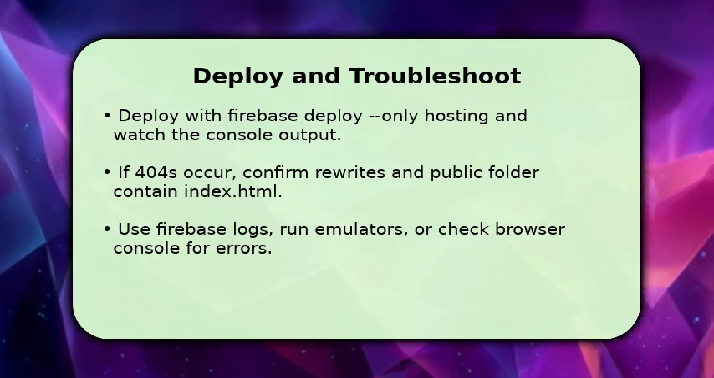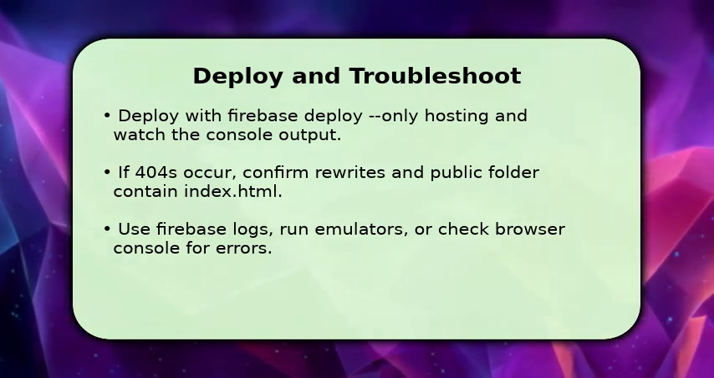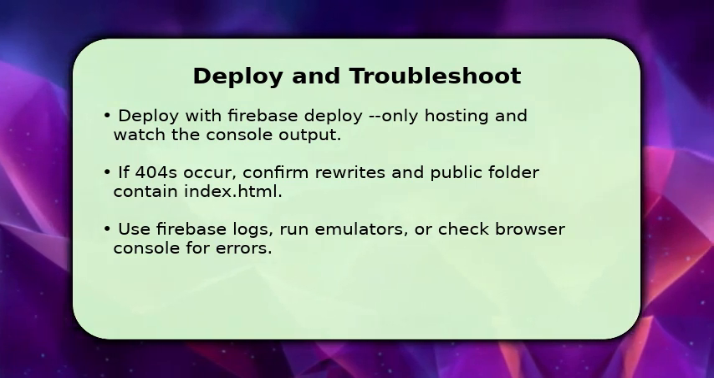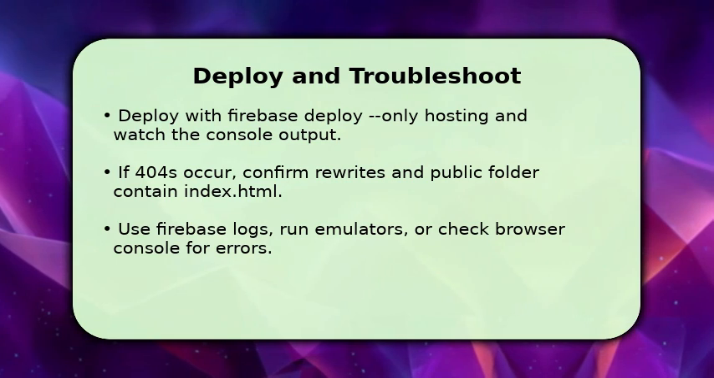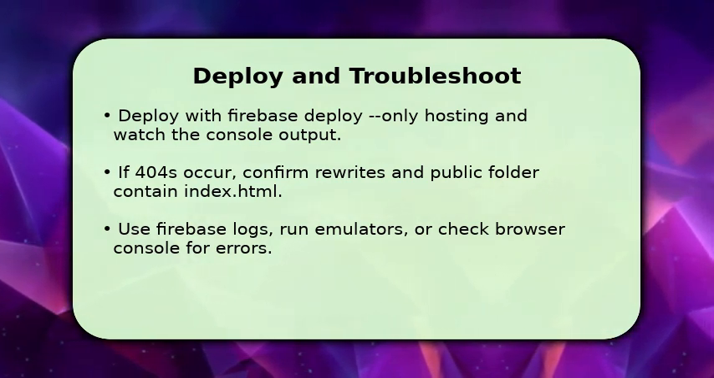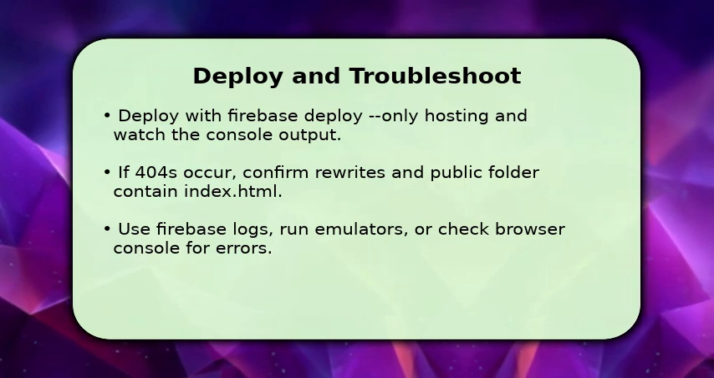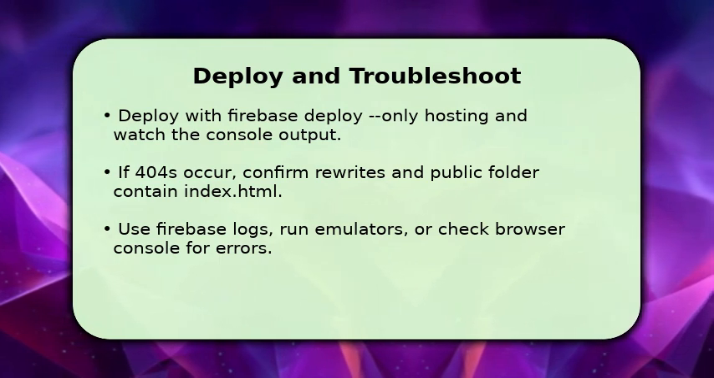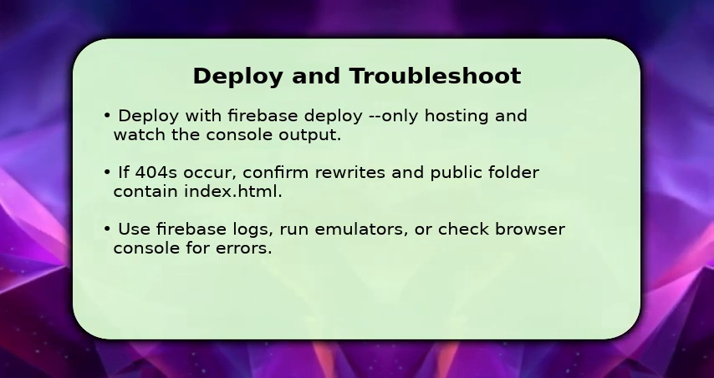If something breaks, make sure your public directory contains the built index.html and that rewrites are correctly configured for client routing. When errors persist, run the hosting emulator, inspect browser console network requests, and check Firebase logs for permission or missing file errors. Make configuration changes locally, rebuild, and deploy again.